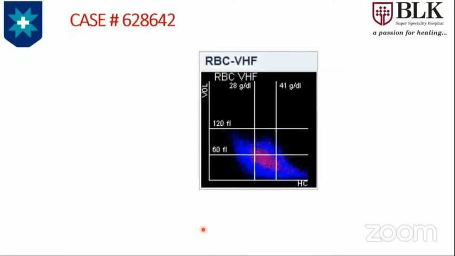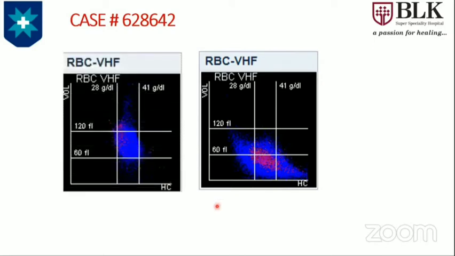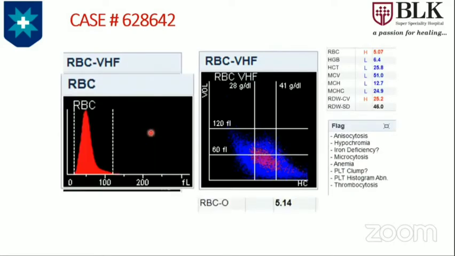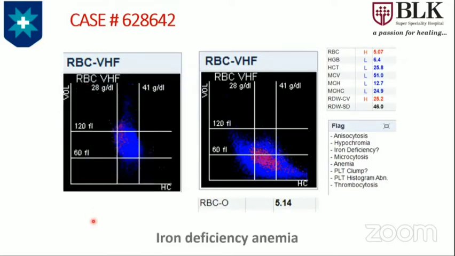If you look at this particular scatter plot, the RBC volume versus the hemoglobin concentration, what you are obviously able to see is that the cells have fallen down into the microcytic area. And of course, the hemoglobin concentration is also decreasing to a little extent. Compare this to the normal one. You're looking at a microcytic hypochromic iron deficiency anemia kind of picture, and this is how the hemoglobin curve, the RBC curve, has shifted to the left, indicating that you're dealing with an iron deficiency anemia.